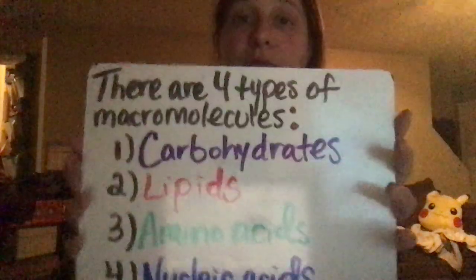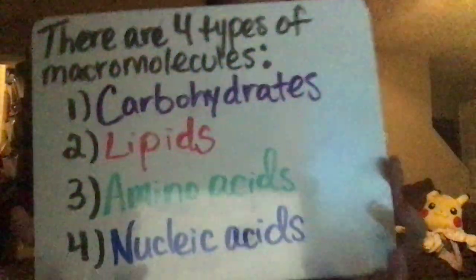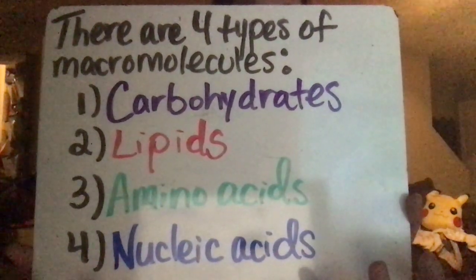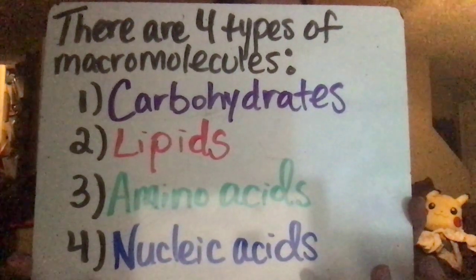There are 4 types of macromolecules. How many types of macromolecules are there? 4. The 4 types of macromolecules are carbohydrates, lipids, amino acids, and nucleic acids. If you need to write that down, you might want to pause the video. It's only got 15 minutes.